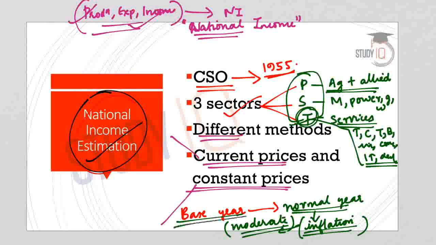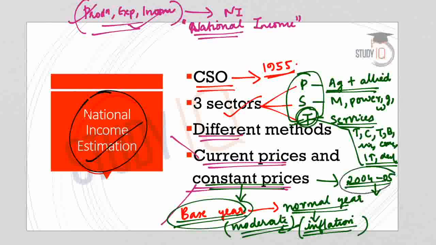So a base year would be selected in order to estimate the national income. If the estimation is done at constant prices or base year prices, it is called national income at constant prices. Currently the base year for measuring the national income and per capita income at constant prices is 2004-5, which was introduced in January 2010.